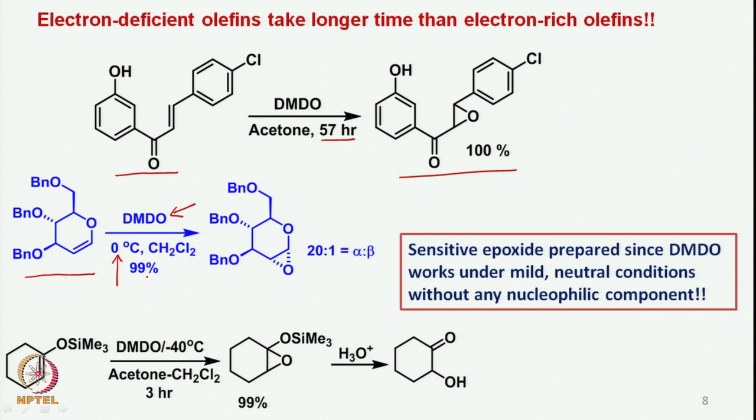This is the reaction after isolating the DMDO, and it leads to 99% of this epoxide. Since this group is beta oriented here, the epoxide forms from the alpha side. So you can see here 20:1 is the alpha to beta ratio. But this is a very sensitive epoxide, because the lone pair of electrons can easily open the epoxide here.